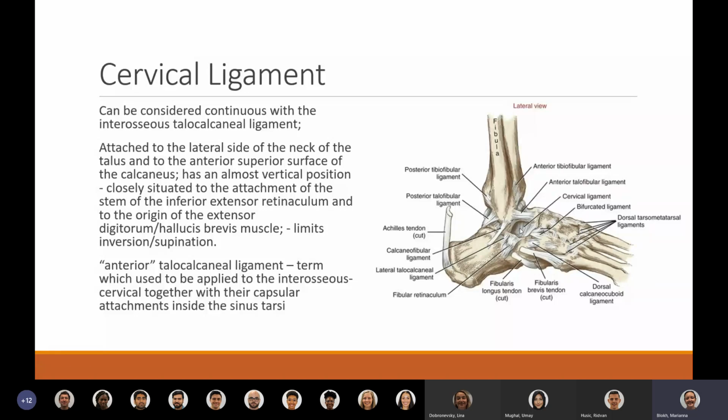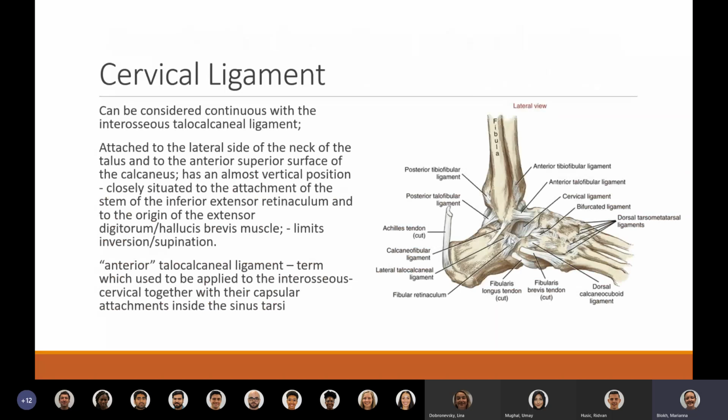What's important to note is that this is your talus, this is the lateral side of the talus, correct? So basically the cervical ligament attaches to the lateral side of the neck of the talus. So that's another board question. Which ligament attaches to the lateral aspect of the neck of the talus? That's your cervical ligament. And basically it attaches to the anterior superior surface of the calcaneus, okay? So those are the attachment points. That's about what we need to know.